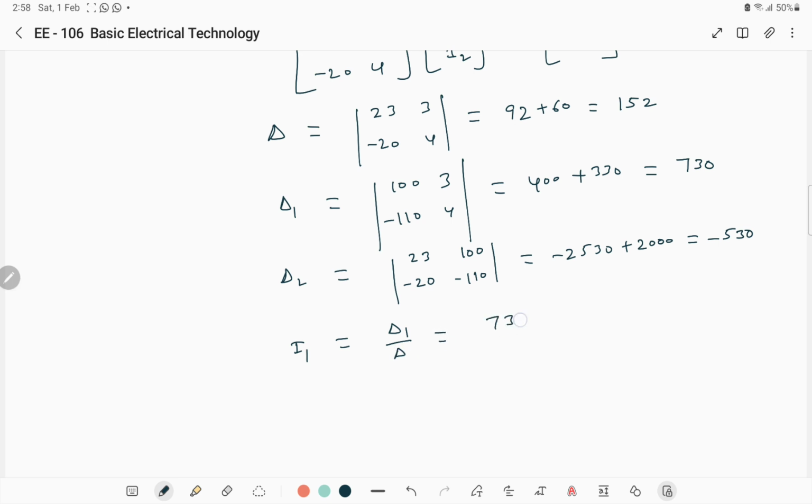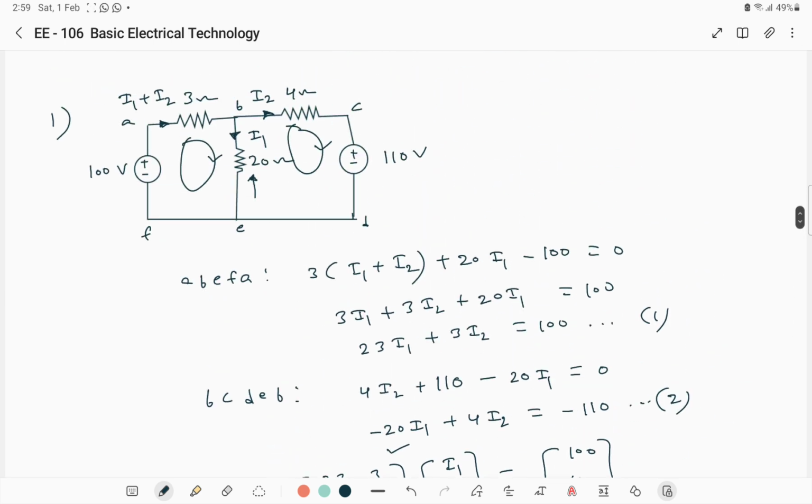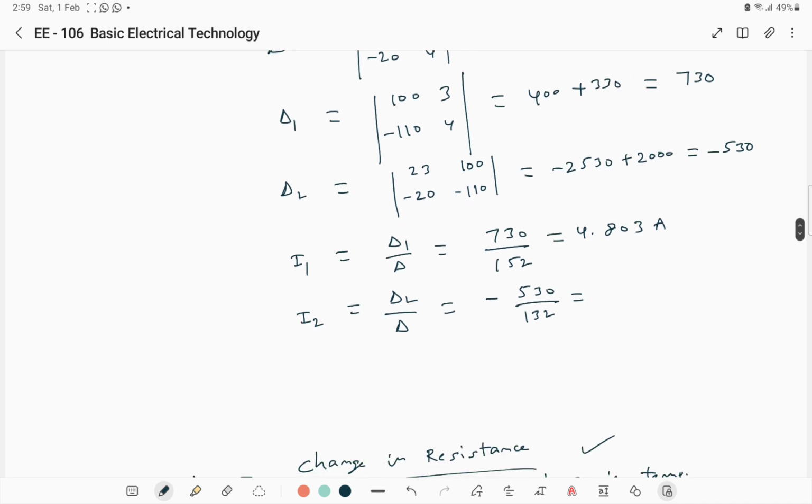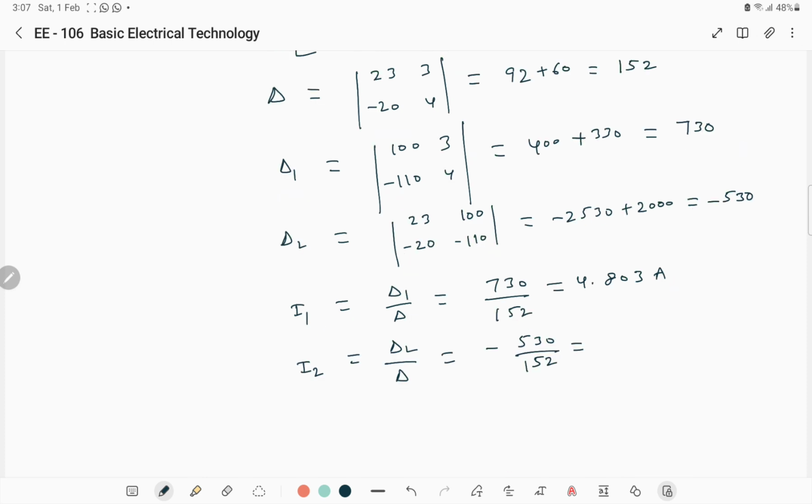Delta 1 is 730, delta is 152, so I1 is 4.803 ampere. I2 is delta 2 by delta, so minus 530 by 152. The negative sign accounts for reversal of current direction. That means the current is not flowing in the assumed direction, it is flowing in the opposite. Okay, that is what negative means. Minus 4.015 ampere. Small mistake here, the denominator should be 152, not 132.